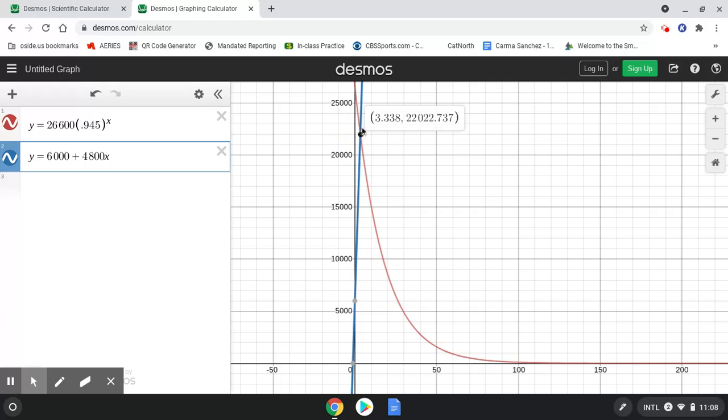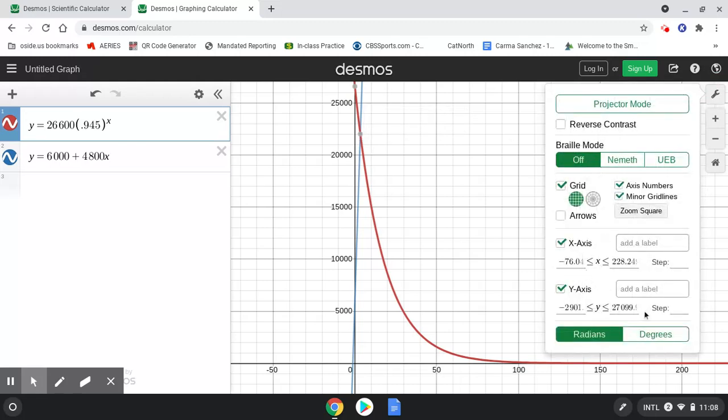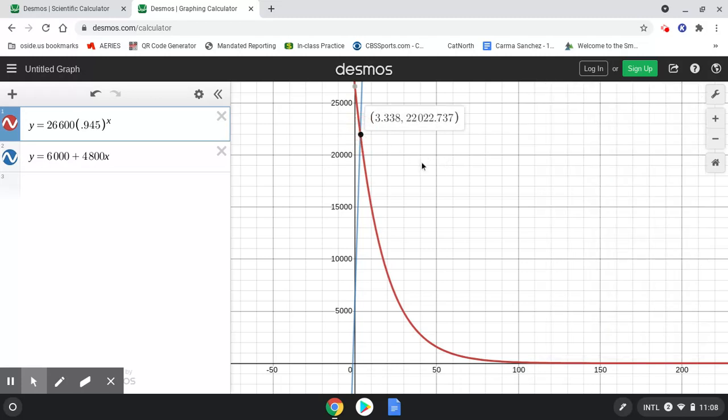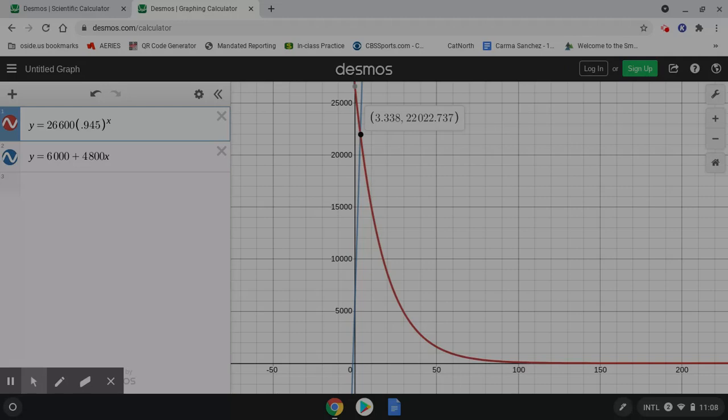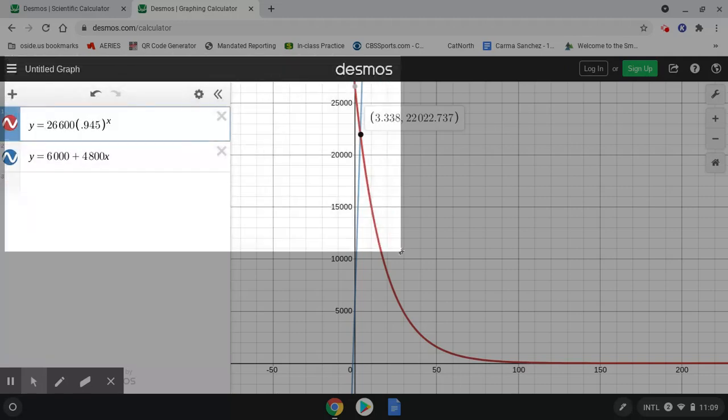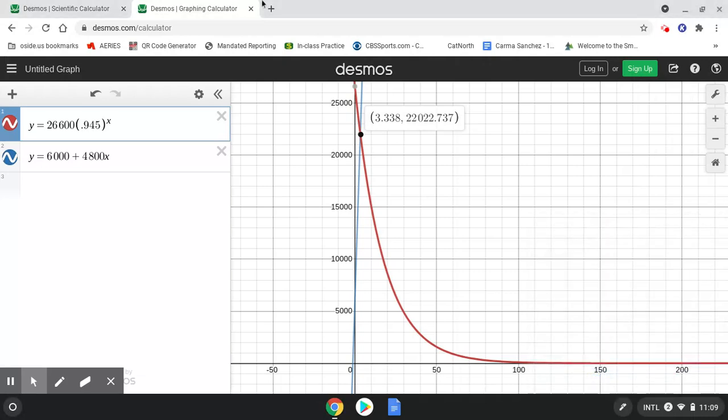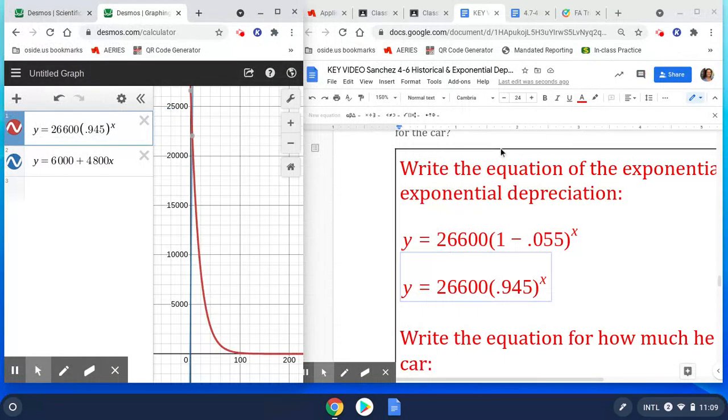Hang on, I want to go up a little bit. There it is. So if you need to see about what these worked out to, it's at about 3.3 on the x-axis, and it's about 22,000 on the y-axis, so that I could see this a little bit more clearly. And so I'm going to go ahead and show this dot so I can copy and paste it into the document. So 3.3, 22,000.